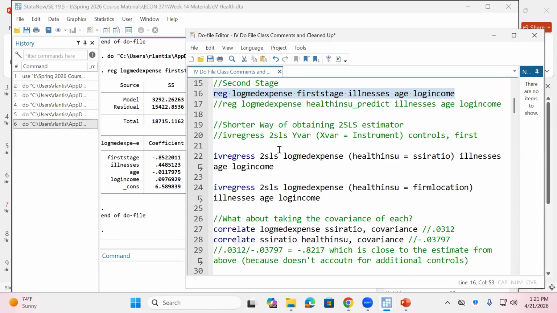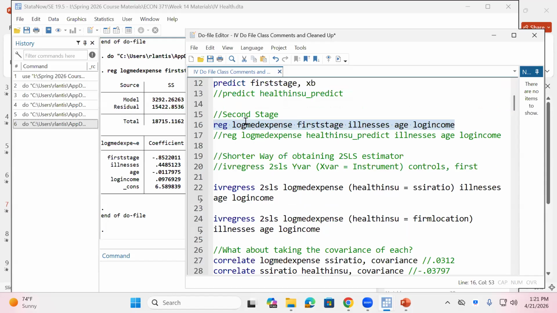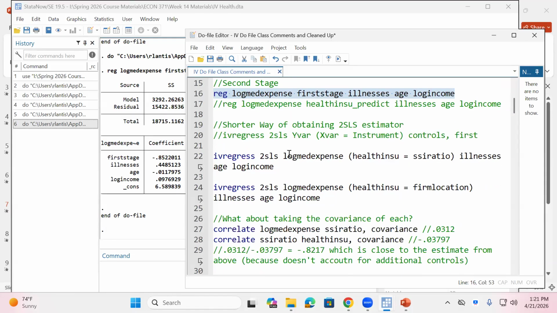So there are some easier ways to do this in Stata, right? Instead of running this line by line, I can use this IV regress command. The format of this IV regress command is you tell it, I want to use this two-stage least squares. This is this two-part process. This is two-stage. I've been calling it first and second stage. You then tell it your Y variable. So for us, that was medical expenses. You then tell it the X variable. For us, that was health insurance. You then have to put an equal sign and tell it the instrument you wanted to use, social security income ratio. And then you can include additional controls, which we had here were like the number of pre-existing illnesses, age, and what their income was.